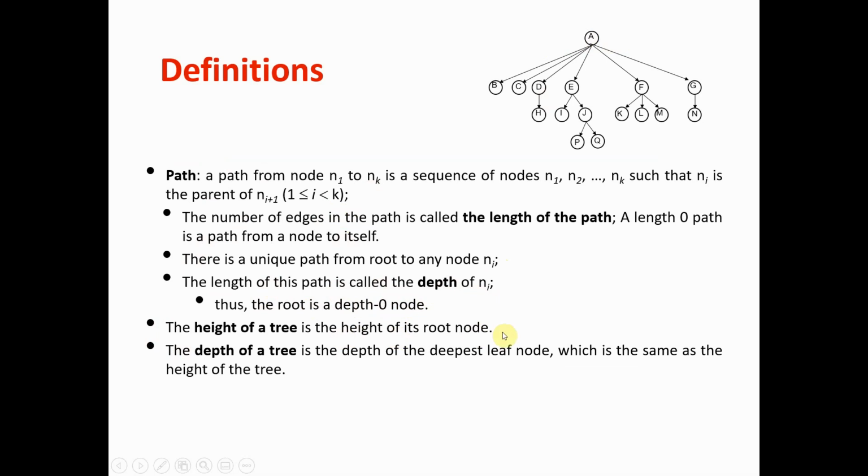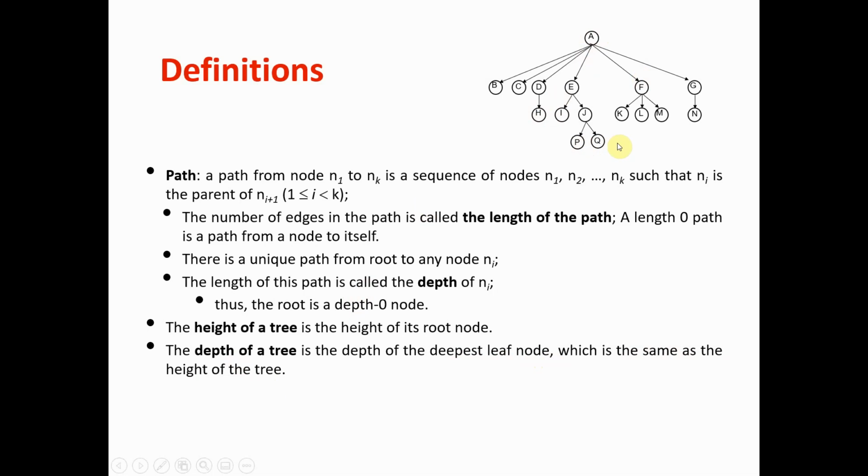The height of the tree is the height of its root node. The depth of a tree is the depth of its deepest leaf node, which is going to be the same as the height of the tree, right? So what is the depth of this tree? What is the deepest leaf? In this tree, it's either P or Q. They have the same level or the same depth.